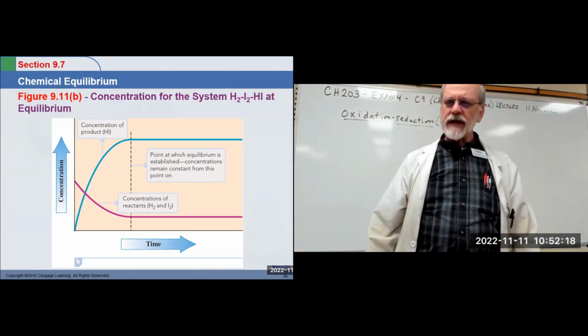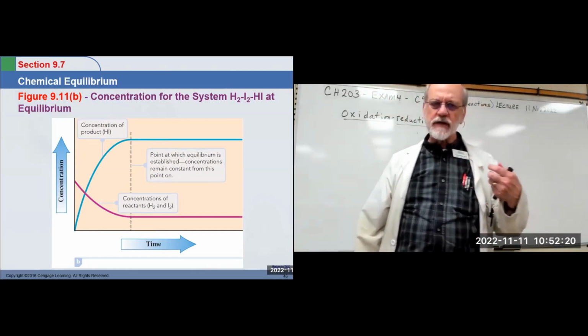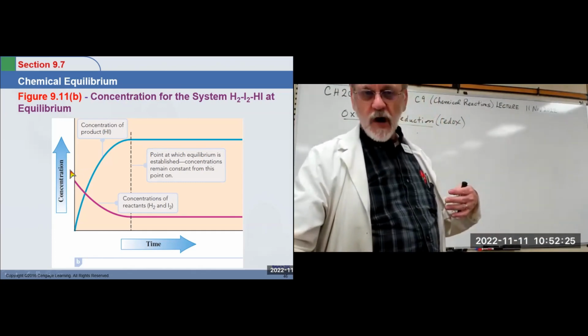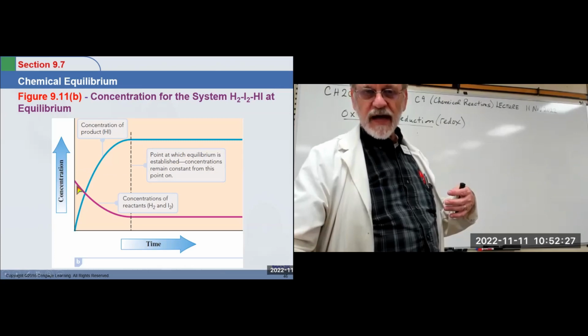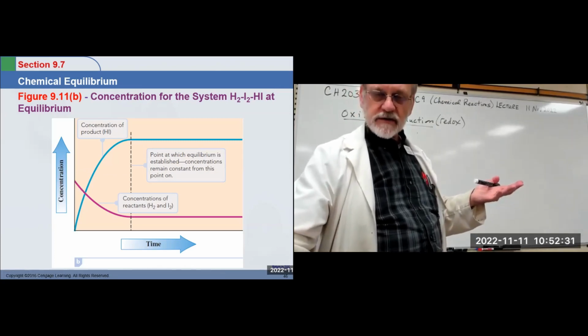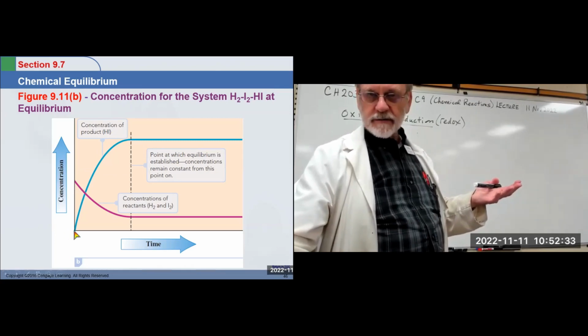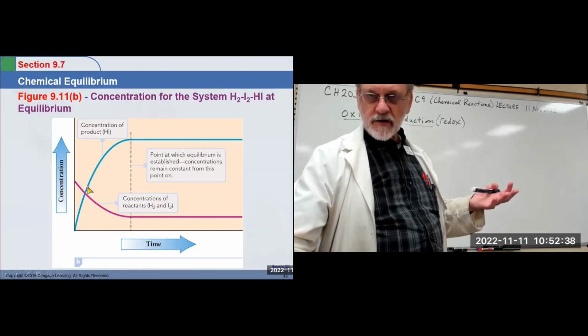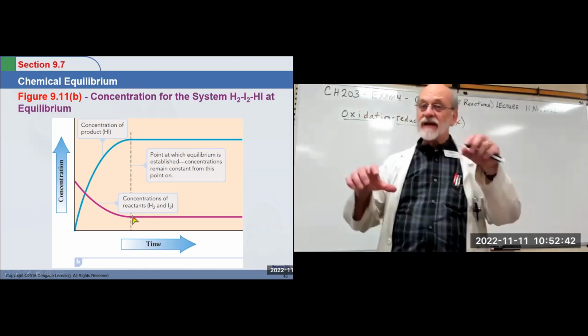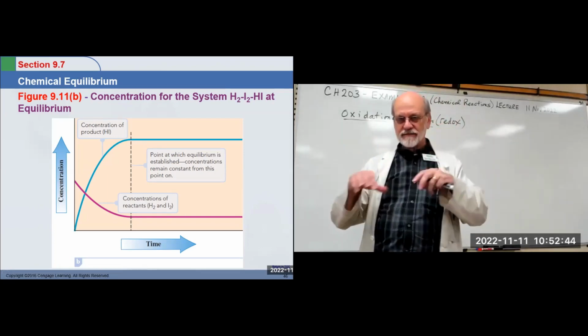This is another way of looking at it. If you look at the concentration of the products versus the reactants, you find that when you first start, the reactants here on this purple line start off at a certain amount of concentration, and there are no products. So over time, the products gradually build up and the reactants are gradually consumed until you reach a point where they appear to be stable, no change.